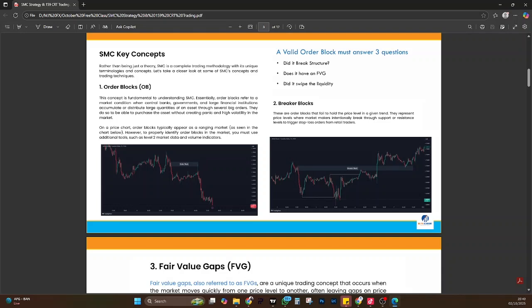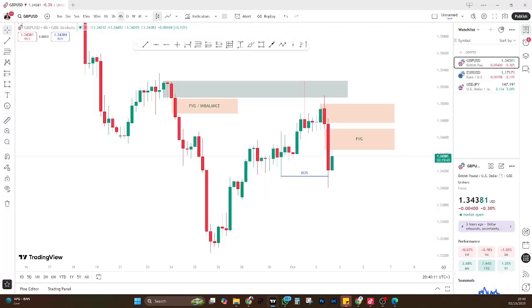For example, let us look at a breaker block here. Okay, what is happening? Go back here.